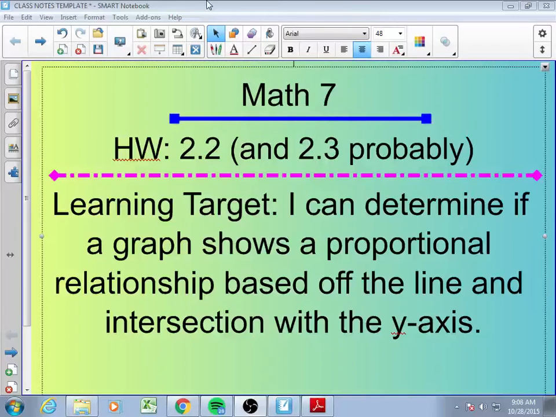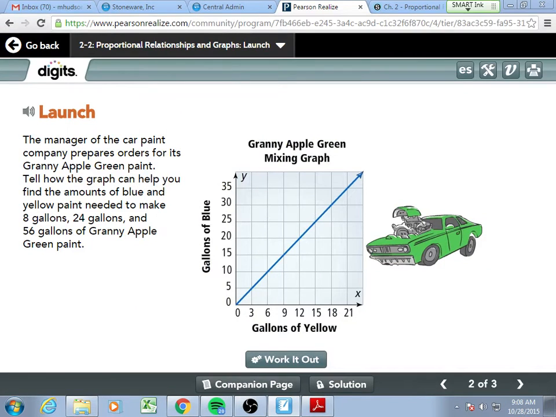Alright, so today, what is today? October 28th, we have 2-2 and probably 2-3. A lot of you started 2-2 yesterday because we started the lesson.